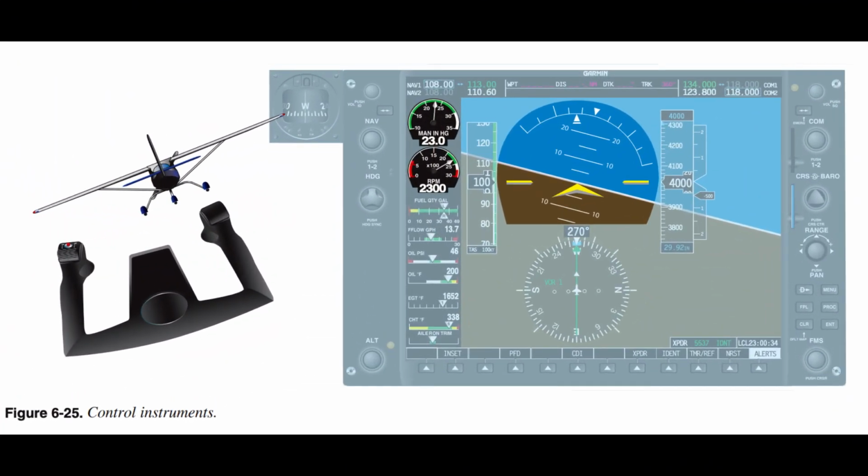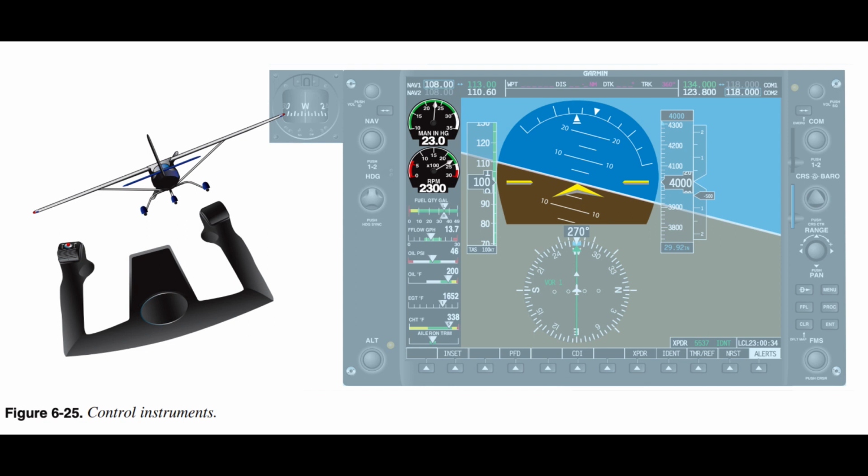The control instruments depict immediate attitude and power changes. The instrument for attitude display is the attitude indicator. Power changes are directly reflected on the manifold pressure gauge and the tachometer. Figure 6.25. All three of these instruments can reflect small adjustments, allowing for precise control of aircraft attitude. End of page 6-18.